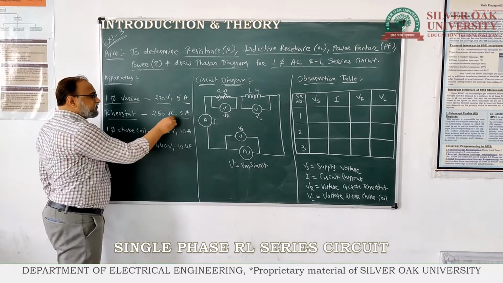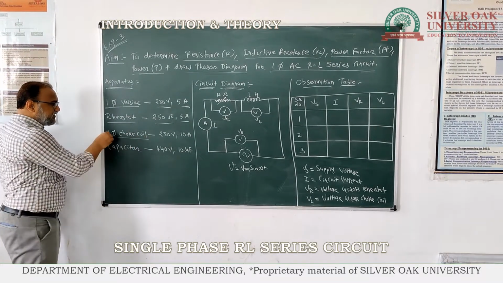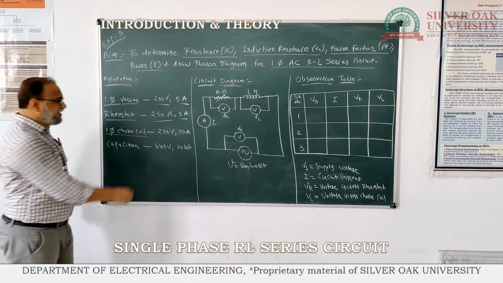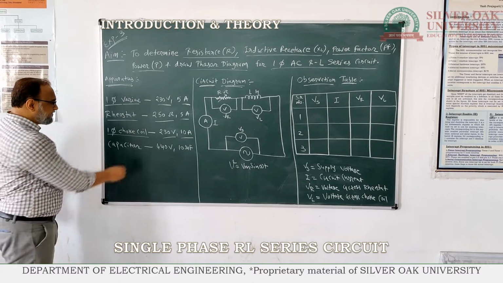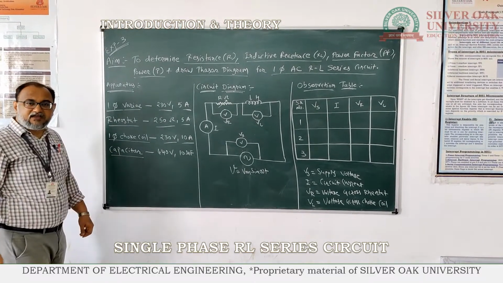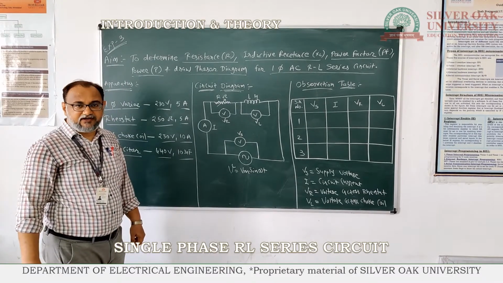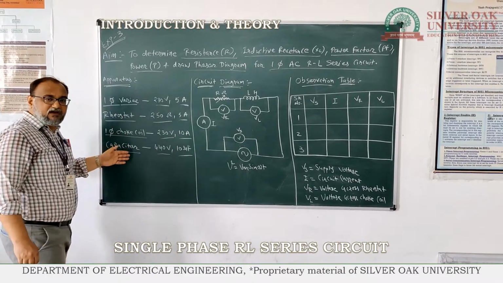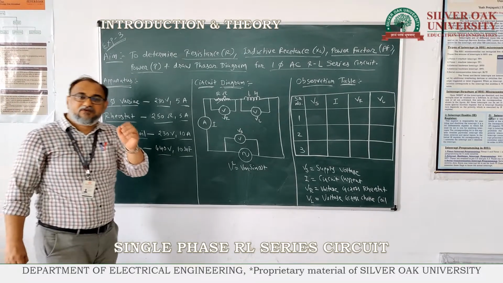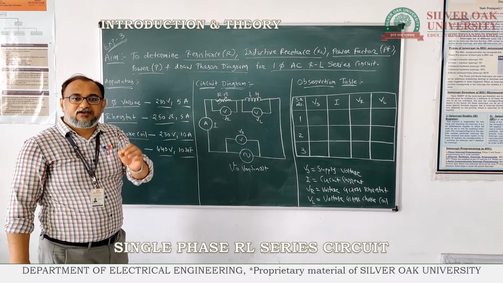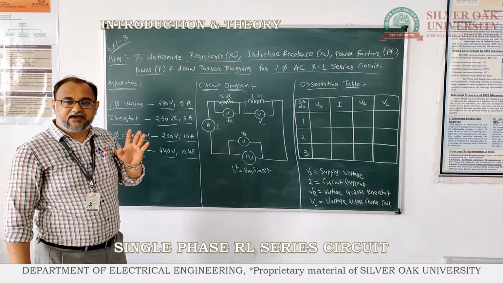The second apparatus required is a rheostat, which is a variable resistor, and the rating of it is 5 ampere and 250 ohm. The third apparatus is a single phase choke coil, rated 230 volt, 10 ampere. The next one is a capacitor, rated 440 volt, 10 microfarad. So these four apparatus are required for this practical. Besides them, we will be using various multimeters and a clamp-on meter to measure the voltage drops and the circuit current.